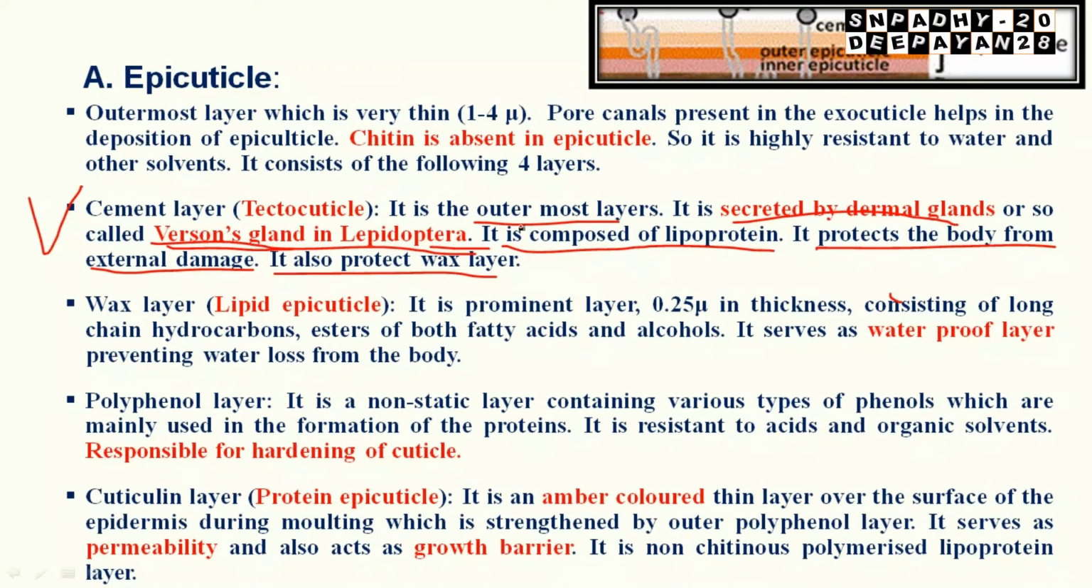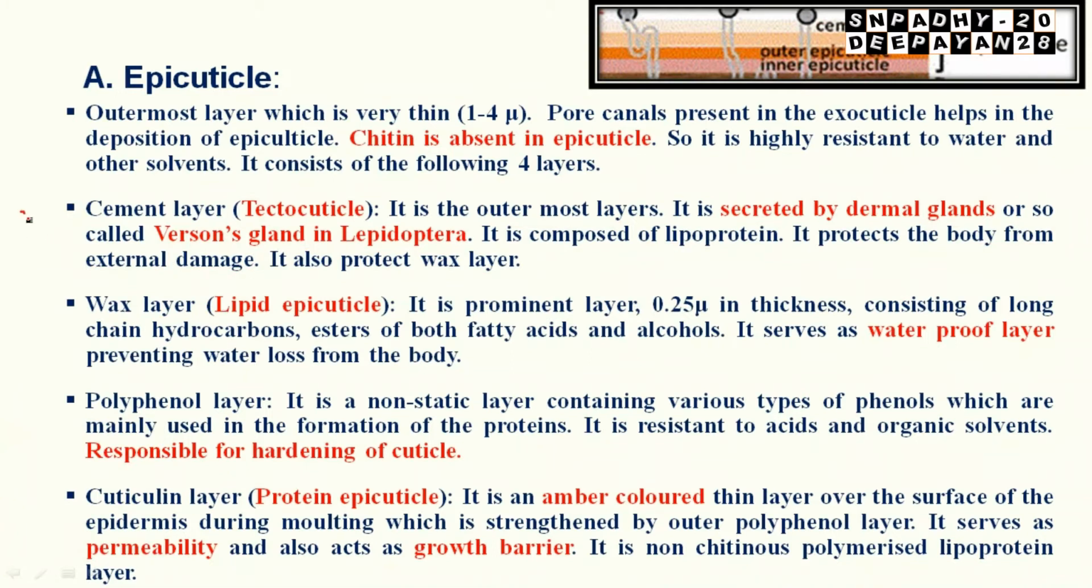That means below this cement layer, the wax layer will be there, and this wax layer will be protected by the cement layer. Like this it is present. Outermost, then cement, then polyphenol, then cuticulin, then what will come? Exocuticle, then endocuticle, then epidermis, then basement membrane.